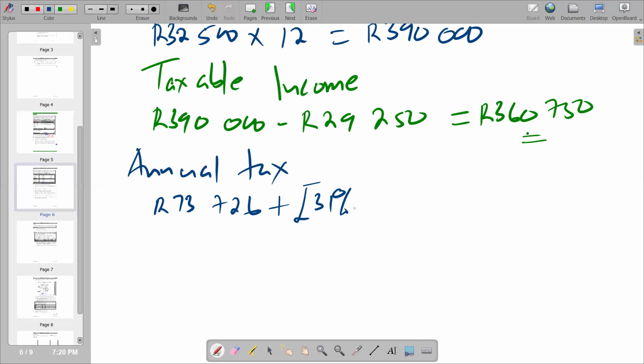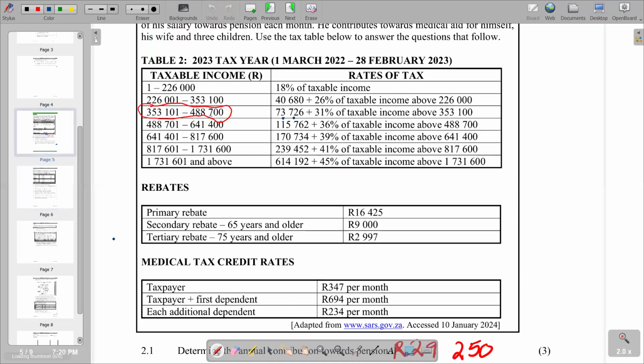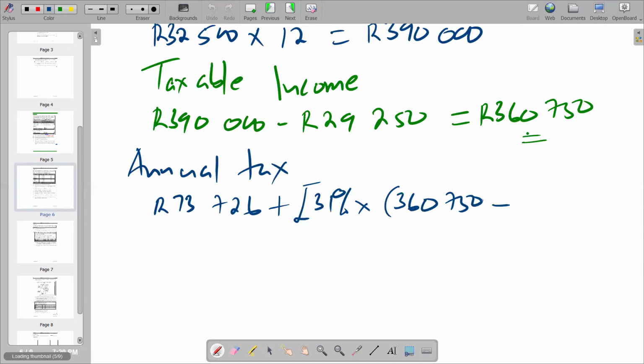31%, we multiply by, in brackets, we're going to say 360,750, which is this one, and then we are subtracting. We can just maybe try to refer back. We are subtracting 353,100.